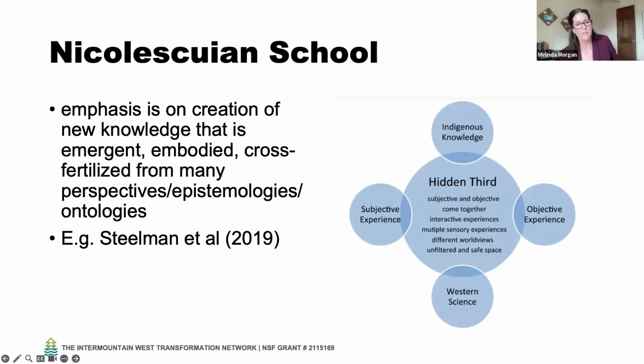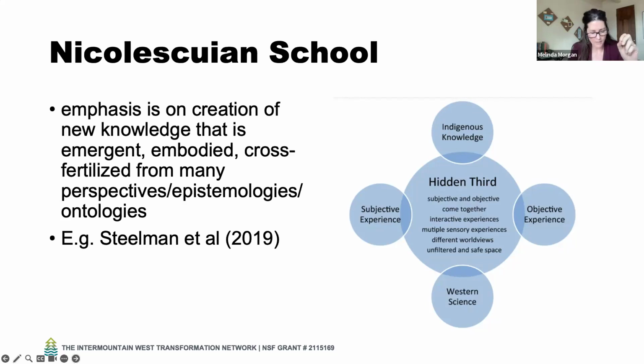But there is this other school, the Nicolescuian school, which was created by Basarab Nicolescu, who's actually a French physicist. This school is one in which researchers acknowledge their own subjectivity and make efforts to engage reality differently by rethinking the traditional absolute separation between the subject and the object. And so there's an emphasis on the creation of new knowledge that is emergent from the cross-fertilization of different epistemologies, different perspectives.